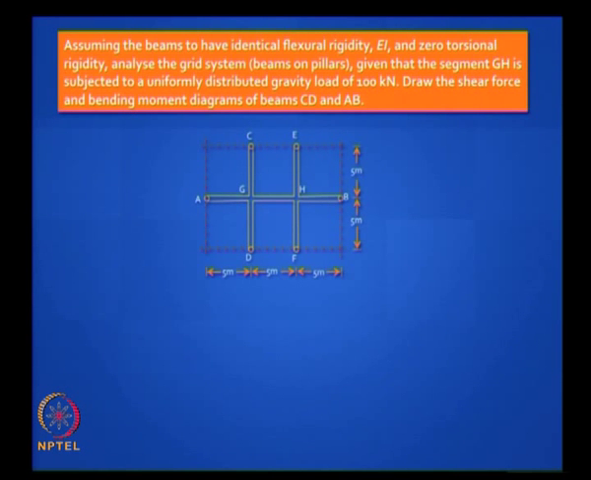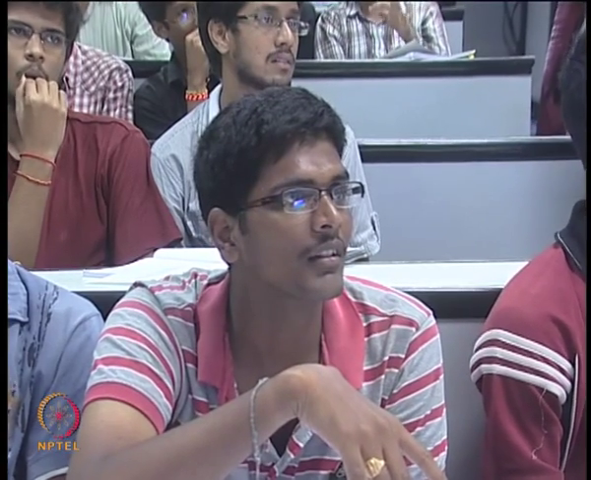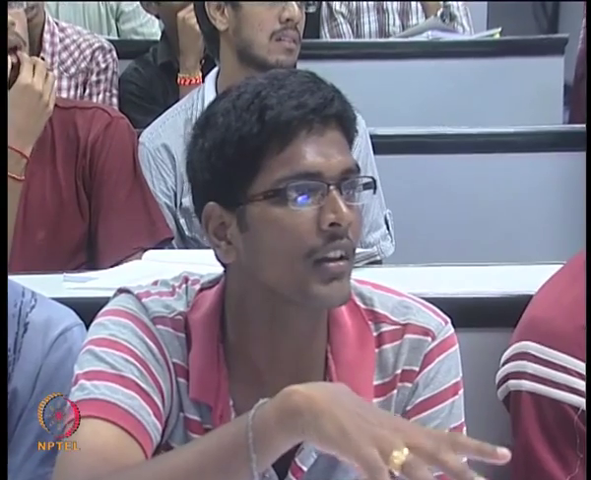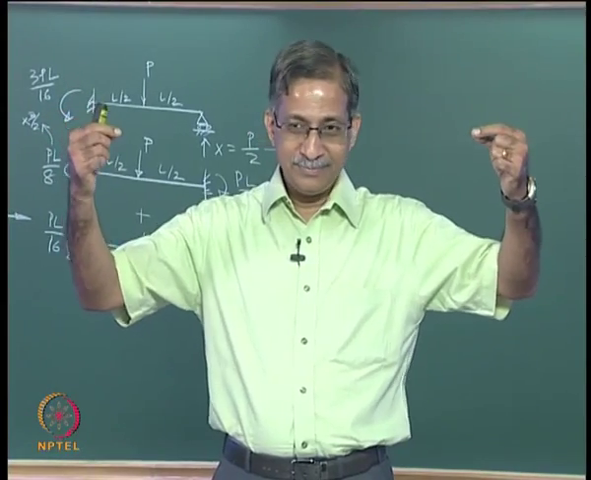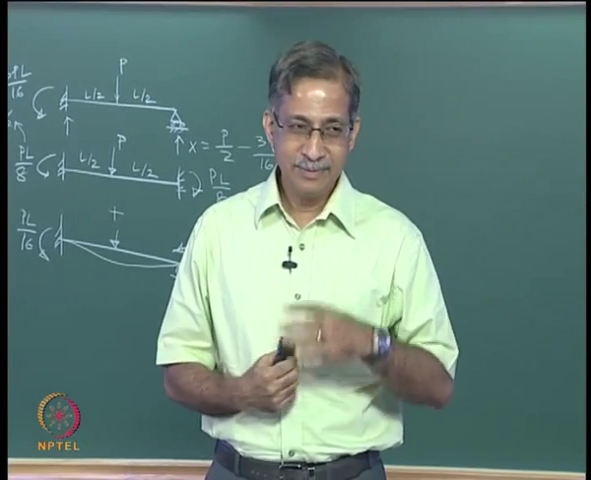Which do you think is supporting which? AB is supporting CD and EF, or CD and EF are supporting AB? All are interconnected. We can't say that. You can't say, or can you say for sure? We can't say. See, GH is loaded. What's your hunch? What's your intuition?